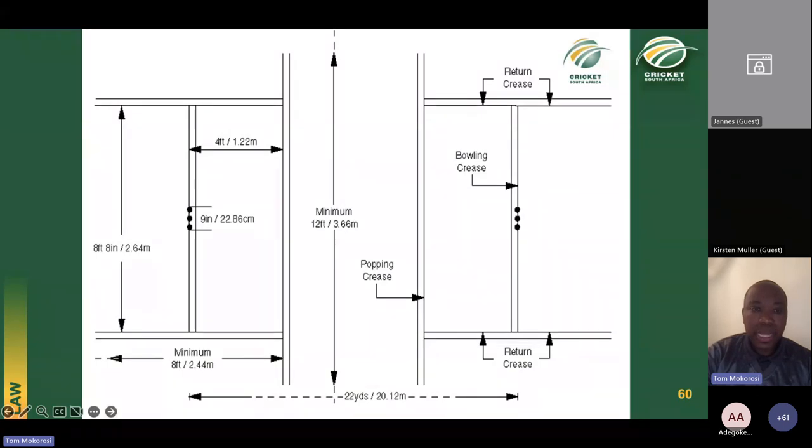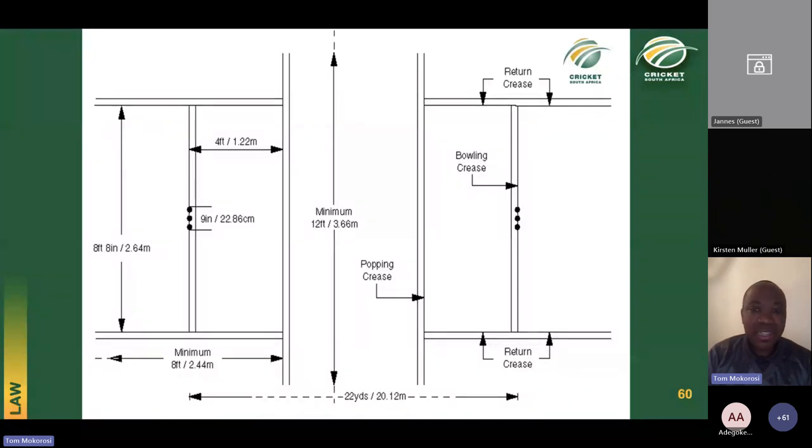The last measurement is the width of the bowling crease, which essentially is the inside edge of the one return crease to the inside edge of the other return crease. It's on the far left of this picture. It is 2.64 meters. Okay.